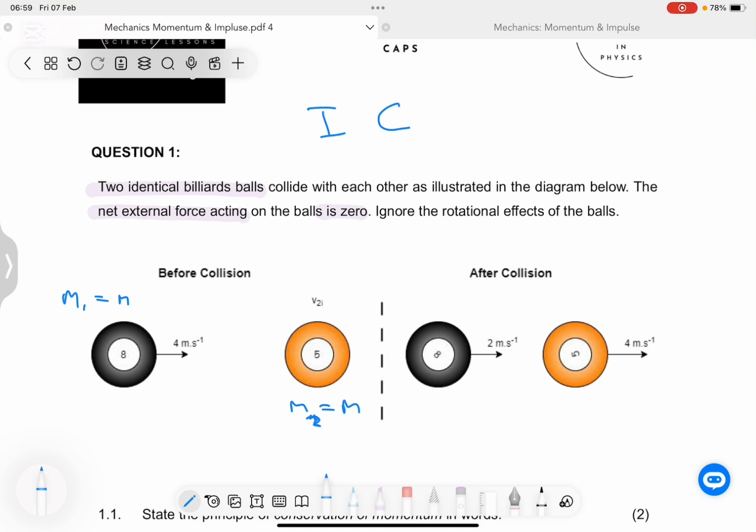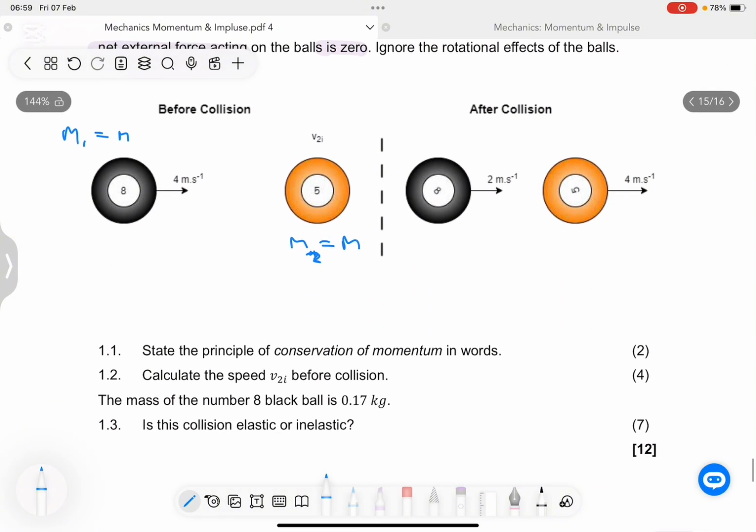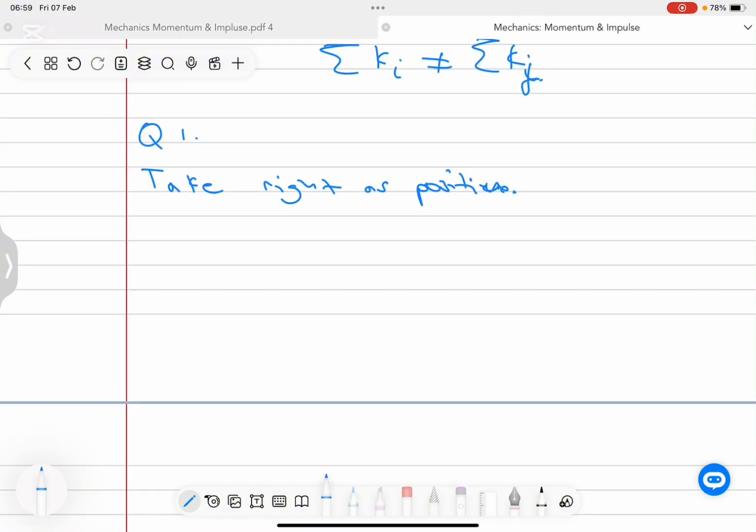Then the third thing that I'll do is go and answer the question, the A there. The first question then says to us, state the principle of conservation of momentum in words. They want us to state it in words, and this is for 2 marks. So 2.1, I'll jump into it and just answer the question.